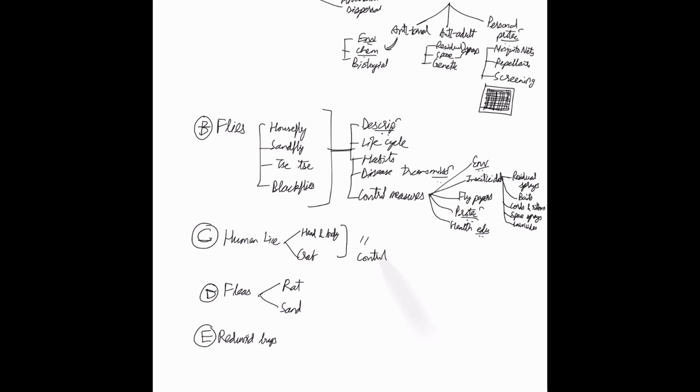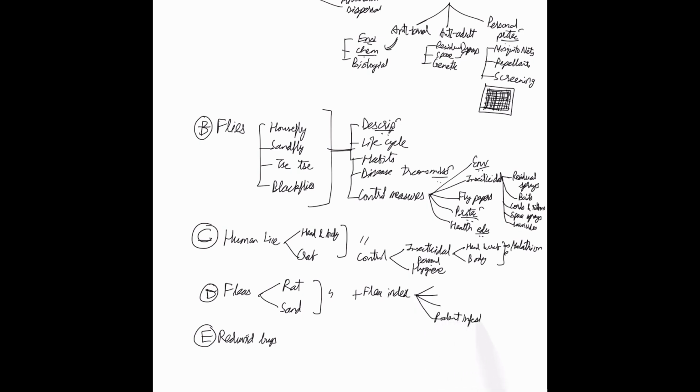And the human lice, we have head and body lice and the crab lice, which are also discussed on similar headings, with a special note on control, which can be insecticidal. For head, crab and body lice, we use malathion, and personal hygiene on how to prevent a lice infestation in the first place.